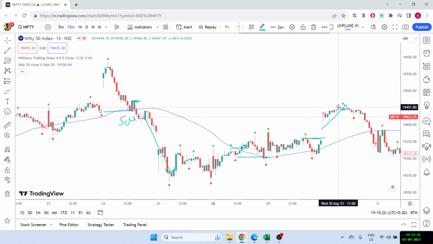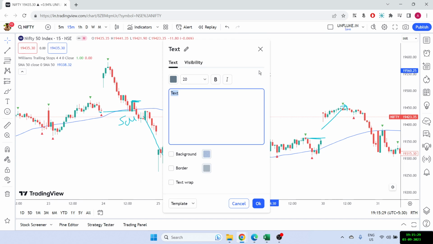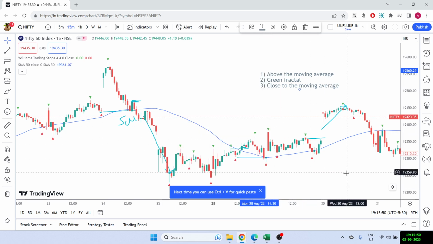So when I'm going in the buying direction, I have to make sure of three conditions. I need to make sure that my entry is above the moving average. Second, it is breaking the green fractal, because I'm going for an upward fractal. And third, it has to be close to the moving average. Otherwise it might reverse. So this is for the buying, and for the selling it is the other way around.